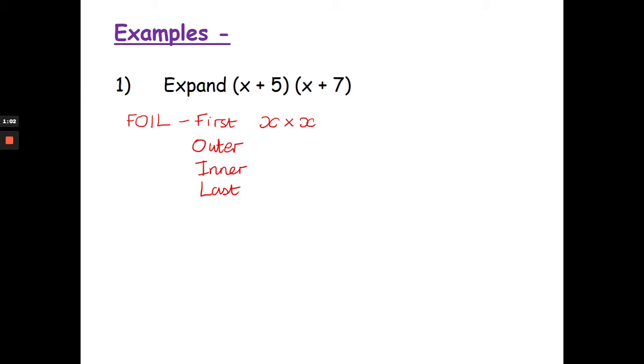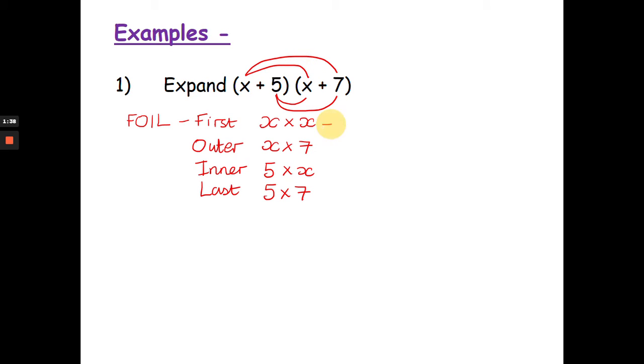Outer means I'm going to times the outer one, so I'm going to get the outside x and multiply it with the outside 7. So this is going to give me x times 7. Inner is going to imply I'm going to multiply my two inside terms, so 5 with x, which gives me 5 times x. And then last implies I multiply my two last terms, so 5 with 7, which gives me 5 times 7. Now all I need to do, well, we've already done this one, so I'm going to just put that line back there.